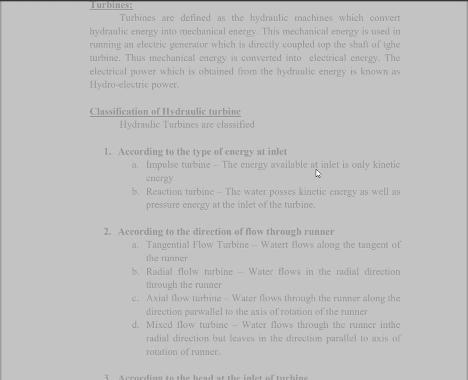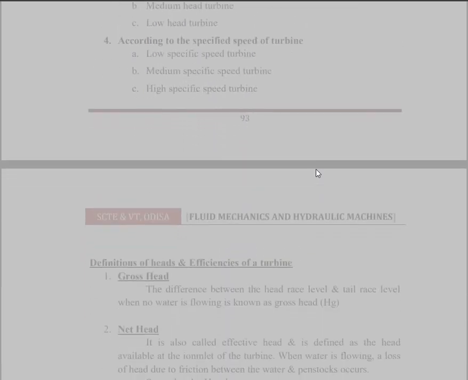A. High head turbine. B. Medium head turbine. C. Low head turbine. 4. According to the specific speed of turbine. A. Low specific speed turbine. B. Medium specific speed turbine. C. High specific speed turbine.